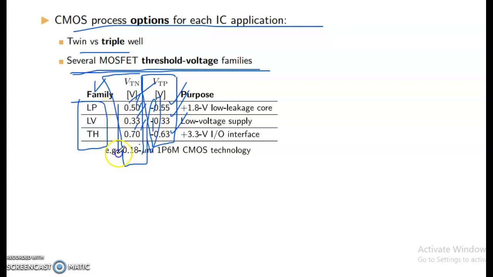Here positive. Purpose: plus 1.8 volt low leakage core, here low supply voltage, plus 3.3 volt IO interface. And then for example, a 0.18 micrometer 1P6M CMOS technology.